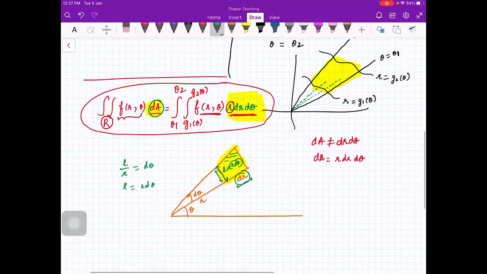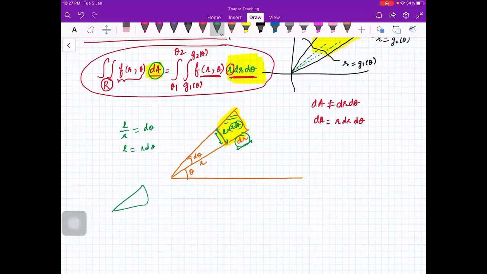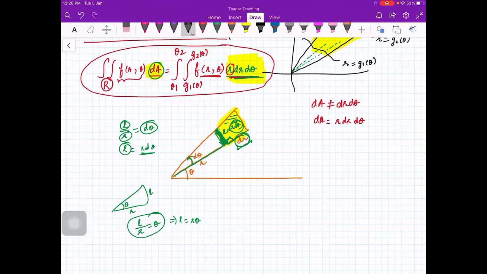Beta, we have this result that if you have a sector, this is r, this is theta, this is l, then l upon r is theta. You know this result? So l is r theta. Here you see this is r, this is d theta. So if I suppose this is l, then l upon r is d theta. So l is r d theta. So this length is r d theta. Now because dr and d theta are very small, you can assume it to be perpendicular. So your dA will be dr into r d theta. Yes, beta? Is that clear?